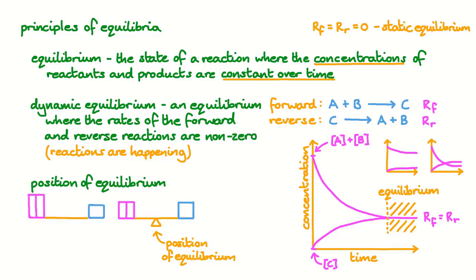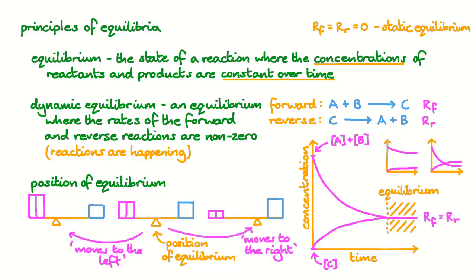If we have more product and less reactant, we say the position of equilibrium moves to the left to keep them in balance. If we have more product and less reactants than we originally had, we say the position of equilibrium moves to the right. Moving to the left favours the reactants, moving to the right favours the products.